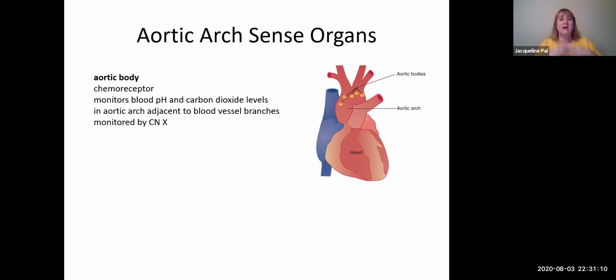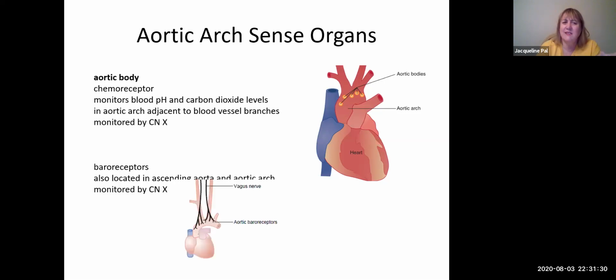Because this is down in the chest, it can no longer be the glossopharyngeal nerve. Remember, everything below the shoulders is going to be related to the vagus nerve. So that's what's doing this. And then there is a baroreceptor related to the aortic arch, and it doesn't have a name. It feels like the poor cousin without a name or something. It is located in the ascending aorta and the aortic arch. These are the baroreceptors over here, and they are also monitored by the vagus nerve.